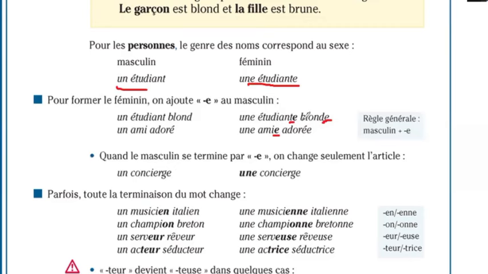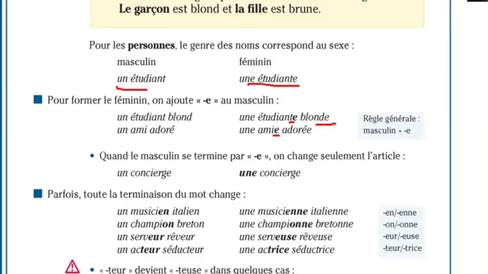So, étudiante, let me take it again. You have E for étudiante. You have E for ami. You have un étudiant blonde, a blonde male student. You have une étudiante blonde, a blonde female student. So you see the gender is very, very precise. You cannot miss it when somebody writes. You know who is speaking, a male or a female.